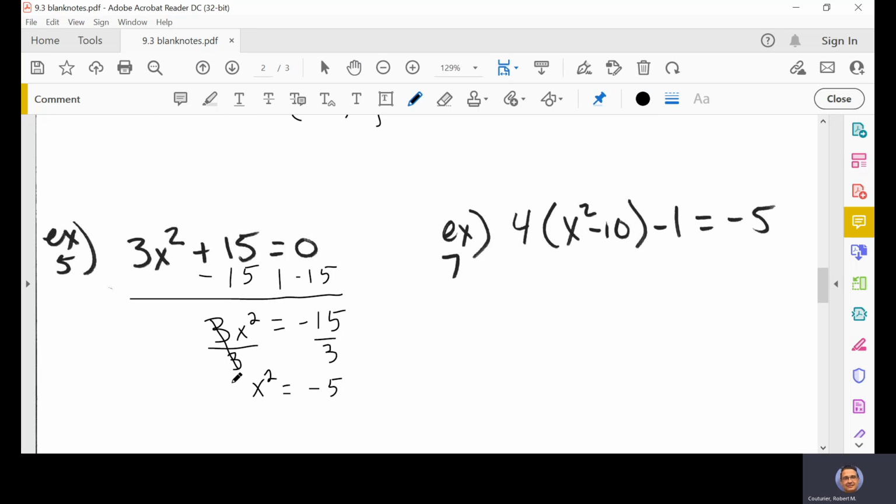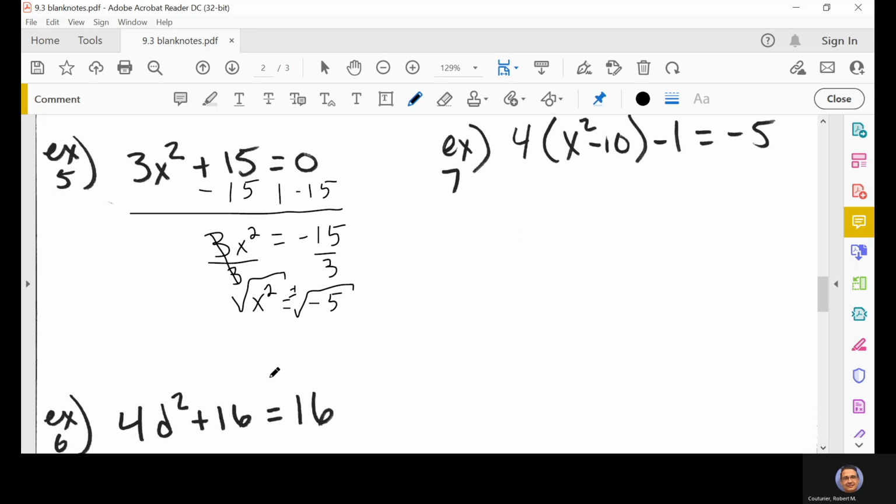You have to get rid of the square, so we take plus or minus the square root of this side. We've got an issue. If you put the square root of -5 in your calculator, it gives you an error. There is no real solution to this one. You can't take the square root of a negative number.